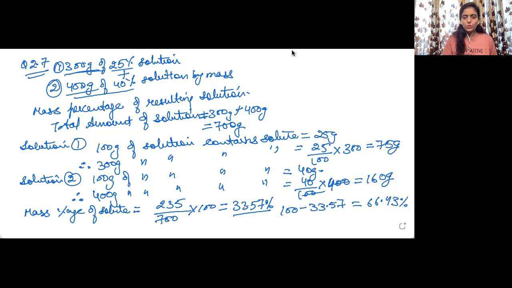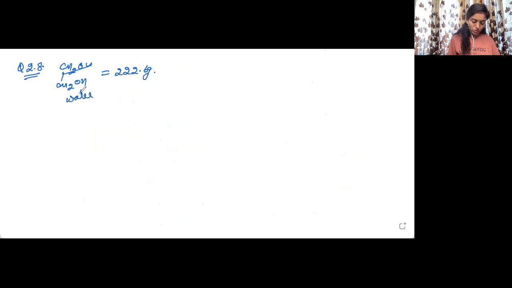Okay, then next let us move into the next question, that is question number 2.8. So what is that question? Let's see. An antifreeze solution is prepared from 222.6 gram of ethylene glycol. So we have been given ethylene glycol, CH2OH, CH2OH, which is equal to 222.6 gram, and 200 gram of water. Water is equal to 200 gram.